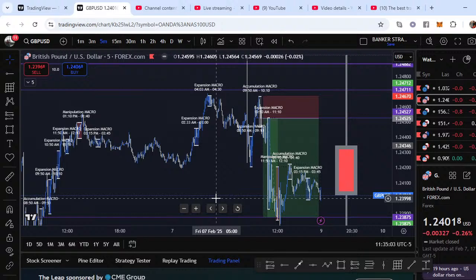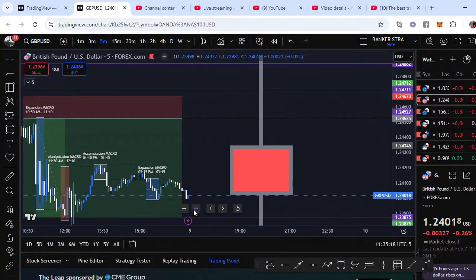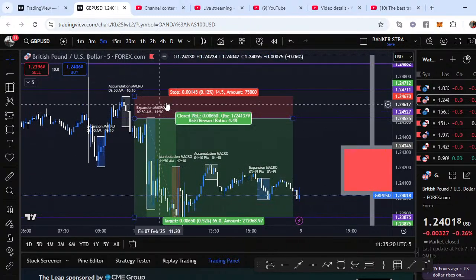This is what we be waiting for. That's it. Just wait. Just wait. Once you see a willingness to sell, and you see how I don't even, 10:50 to 11:10 macro. It says it right here.